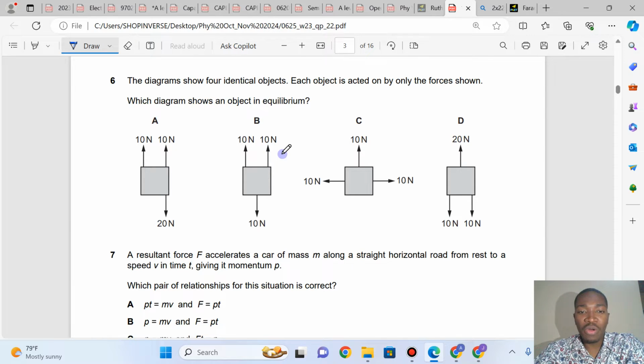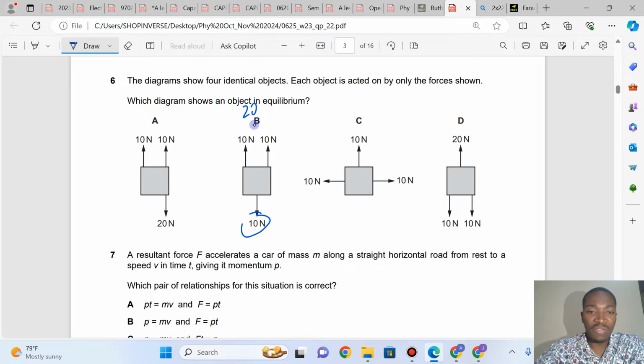Here, forces upward 10 plus 10, 20. Total forces downward 10, so definitely not in equilibrium. Forces to the left equal forces to the right, 10 equals 10, yes. Force upward 10, force downward 0. This one is not in equilibrium because force upward must equal forces downward. Forces downward 10 plus 10, 20. Forces upward 20, balanced, right?